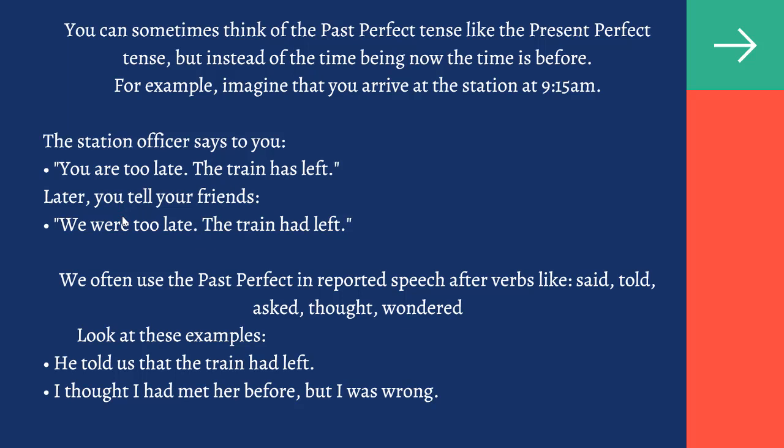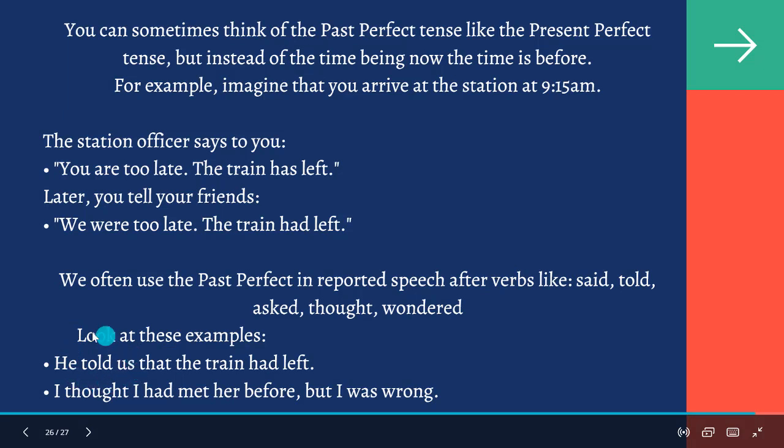Okay, now we often use the past perfect in reported speech after verbs like said, told, asked, thought, wondered. For example, look at these examples. He told us that the train had left. Okay, so we use that after told, right? As you can see here, it's told. So that's why we use past perfect, because it already happened before when he told us in the past time.